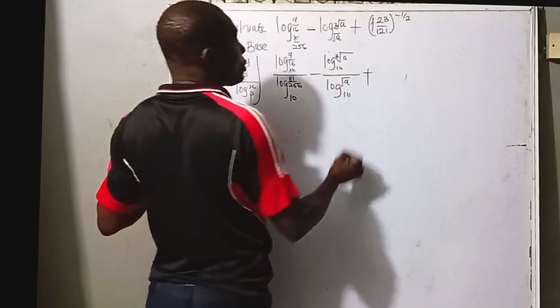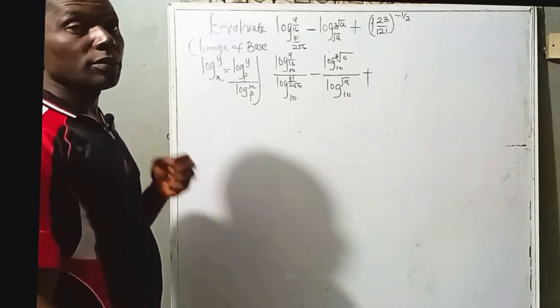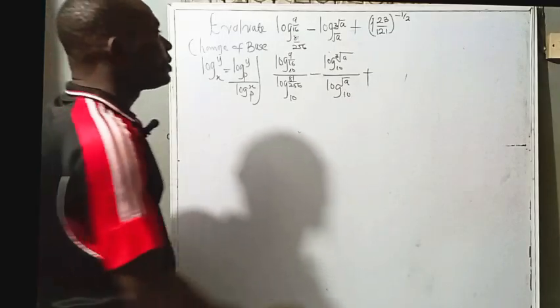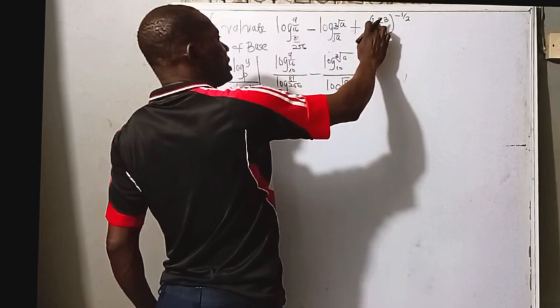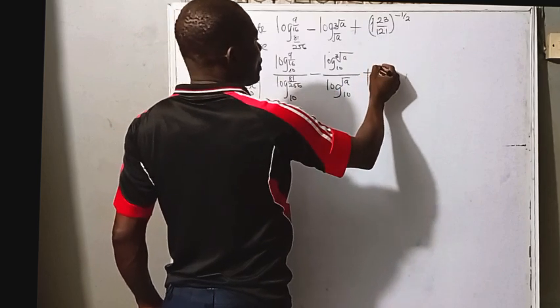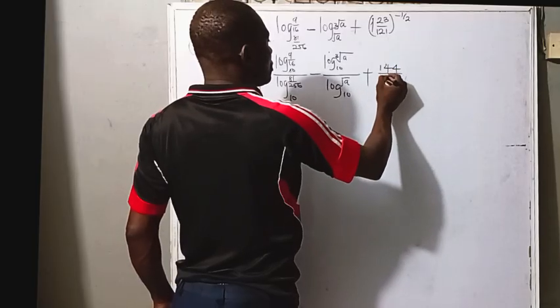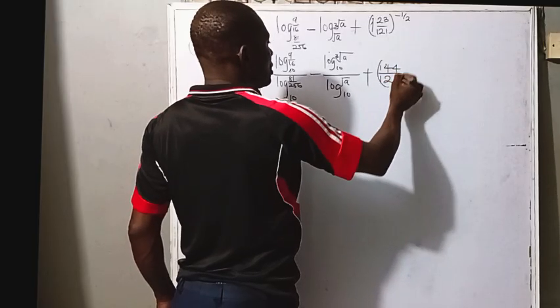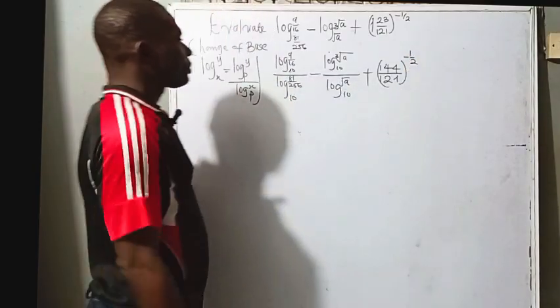Here it has nothing to do with logarithm. We just have to change this to an improper fraction. So if we do this, 1 times 1 is 1, added to 23, that will give 144 over 121 raised to power negative half.